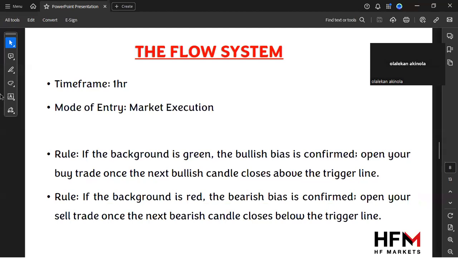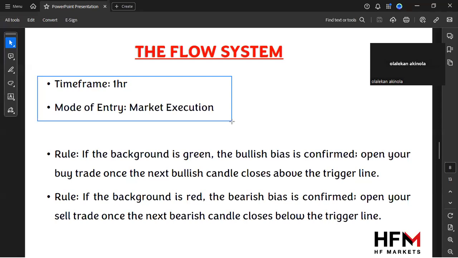Let me say this, the time frame of 1 hour on the flow system is not rigid. What this means is it's not a law that you should always have your chart on H1 to use it. If you want to scalp, you can scalp with the flow system, taking your flow system to a smaller time frame. Absolutely.